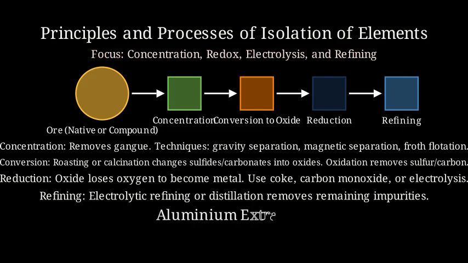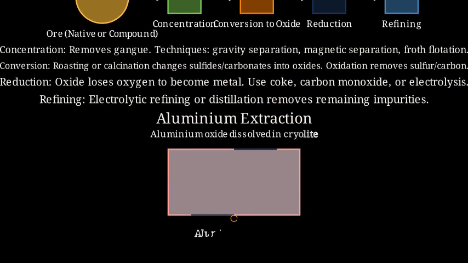Now, we will highlight how these principles apply to specific metals. Aluminium is extracted from bauxite ore. The purified alumina is dissolved in molten cryolite and electrolyzed in the Hall-Héroult cell. Positive aluminium ions move to the cathode, gain electrons, and become aluminium metal.